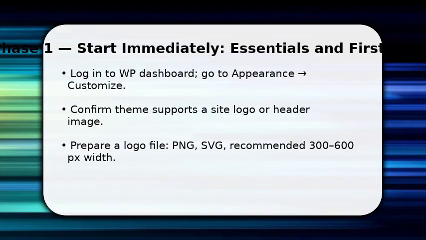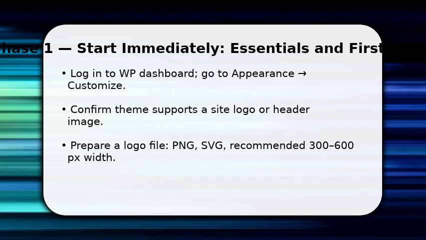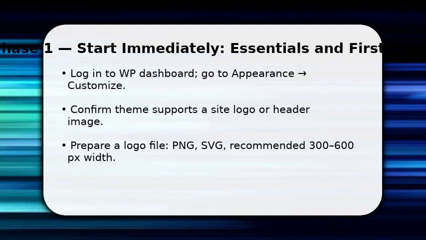You're logged in, so go straight to Appearance right arrow Customize. Don't detour. Once there, open the site identity or header section. That's where logos live. Upload your prepared PNG or SVG file. Choose the file that's 300-600 pixels wide for crisp display. You'll see a preview. Crop only if necessary.